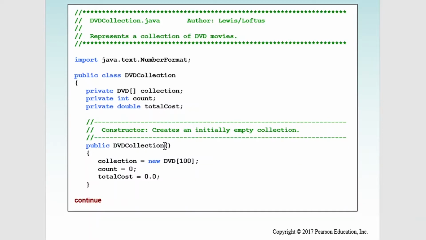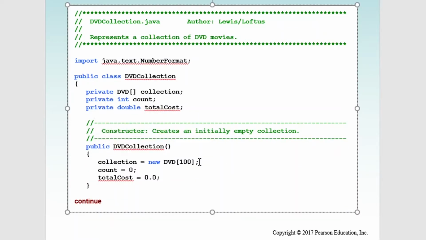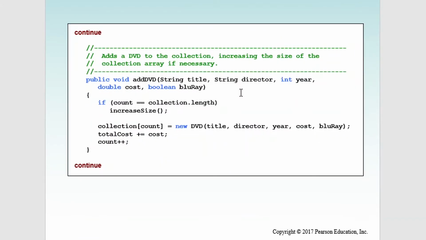So when you first create your DVDCollection object, here's a constructor. They're setting the array to size 100. So the count is going to keep track of the number of DVDs that get added to this collection. And then they have the total cost equal to 0, because as the DVD is added, the total cost is going to go up.